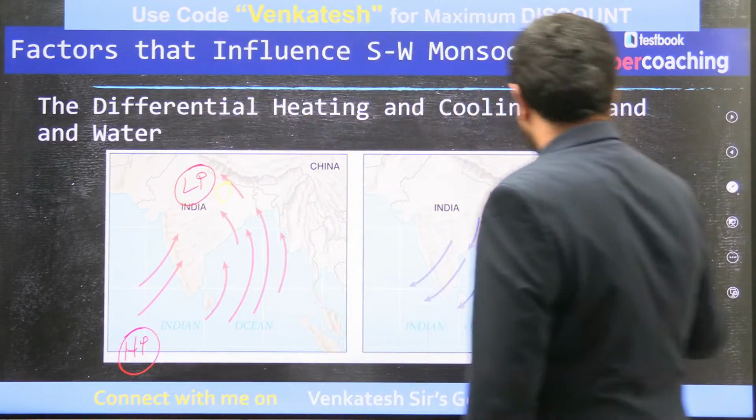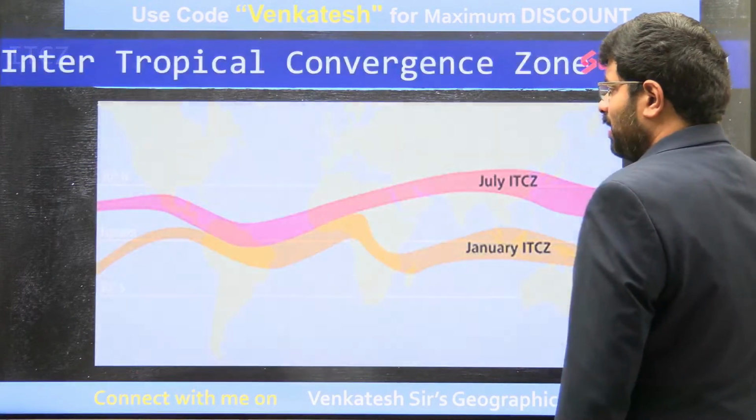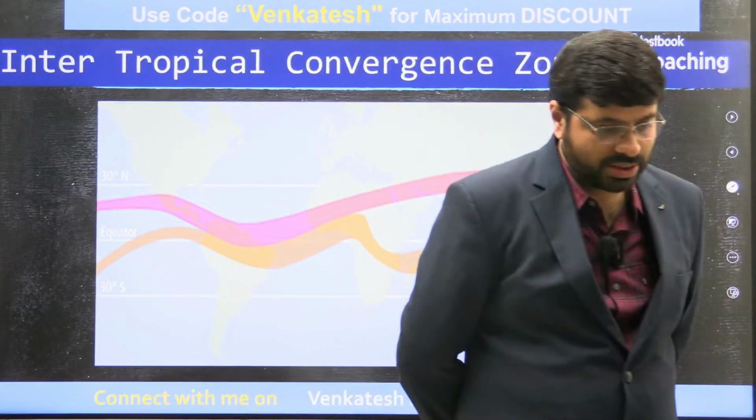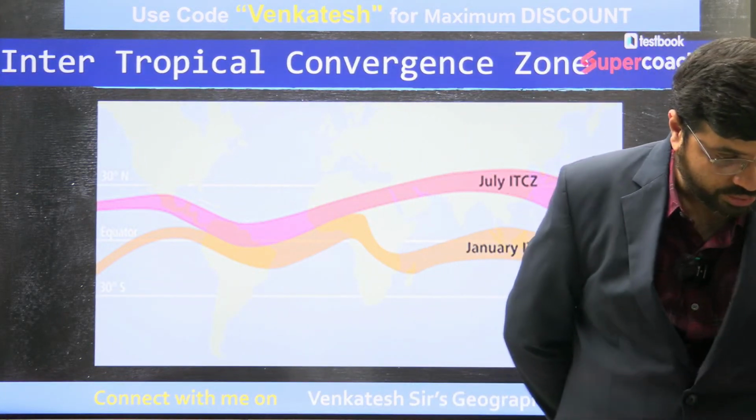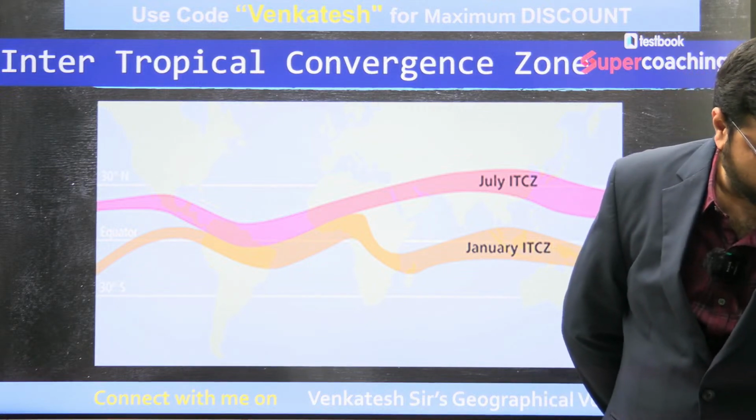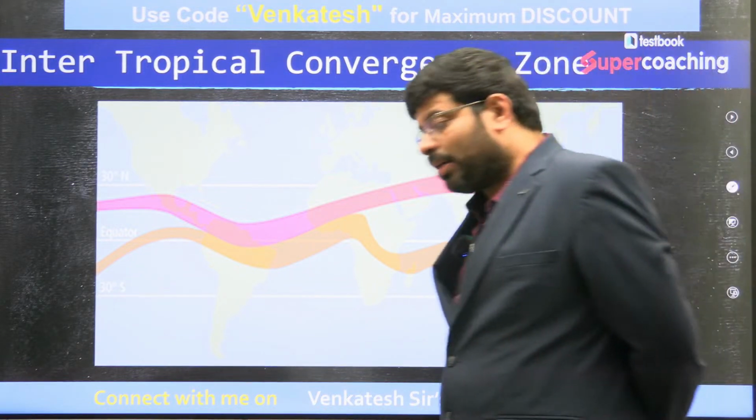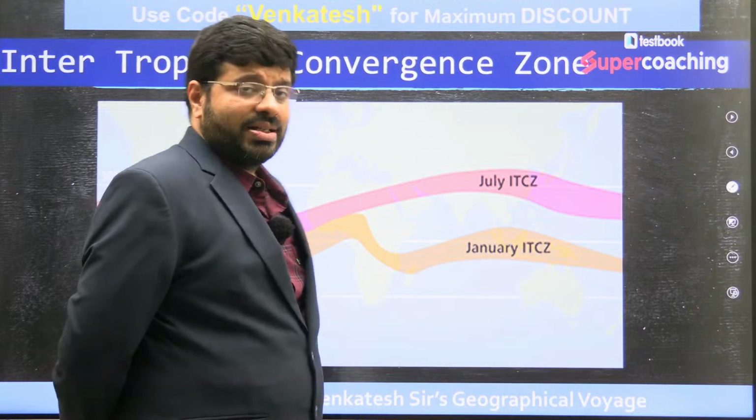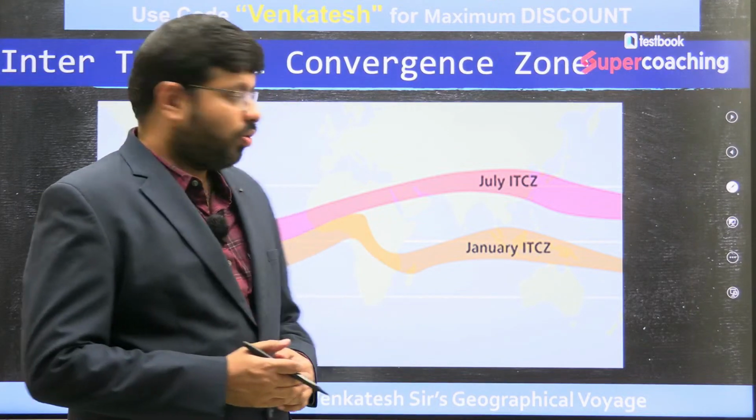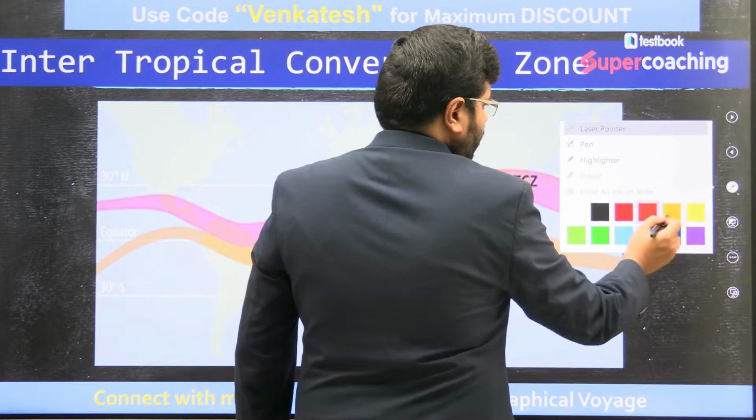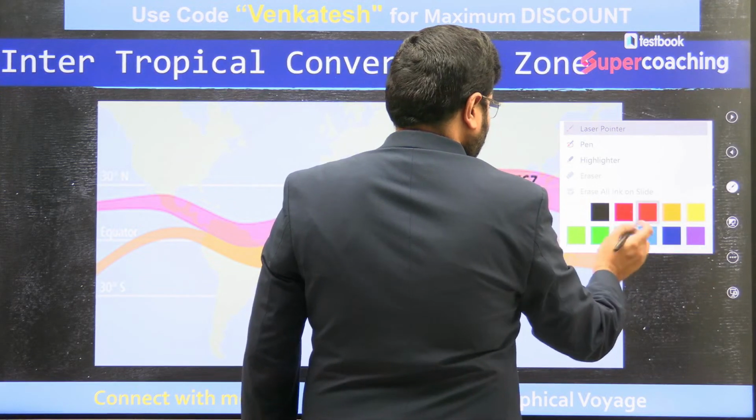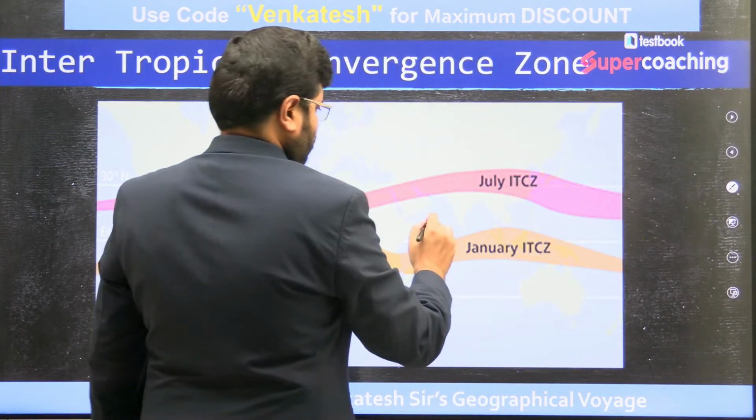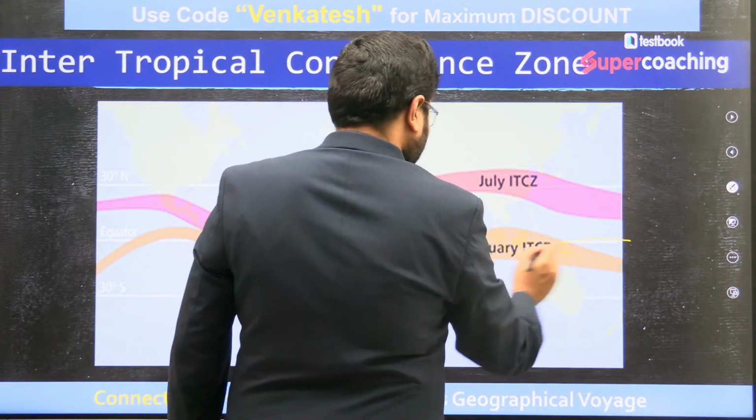Also, exactly at the same time, there is something called the intertropical convergence zone. What is the intertropical convergence zone? Anyone, can you mention what it is? The intertropical convergence zone is a zone of convergence of the trade winds. You all know that normally, for example, if you see, this is the geographical equator.